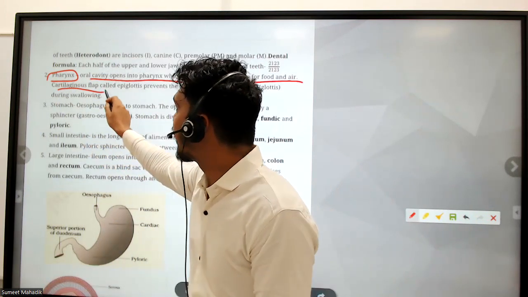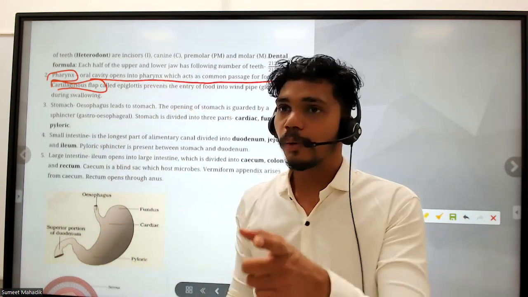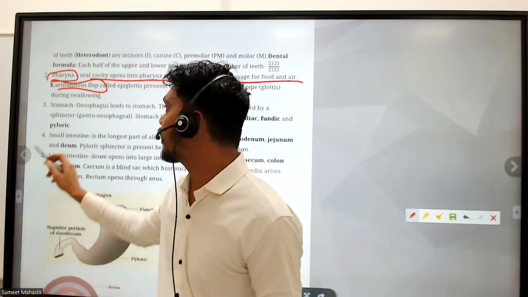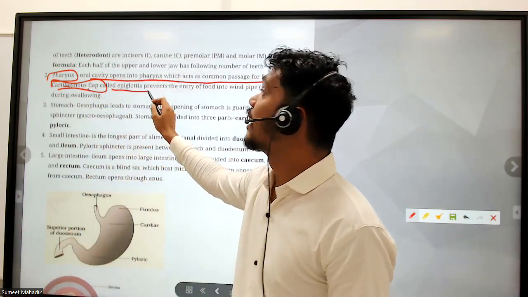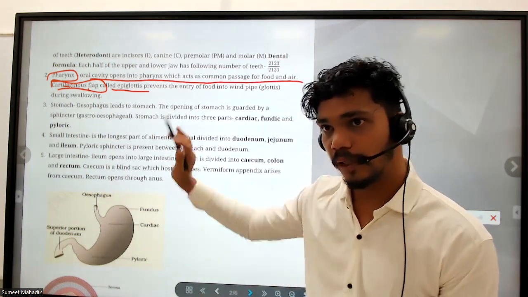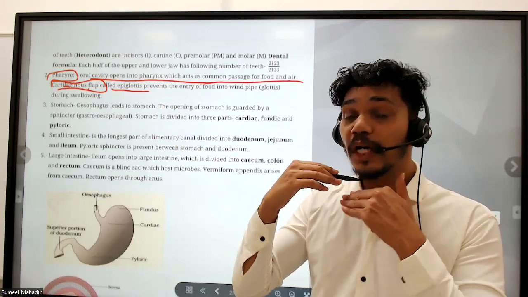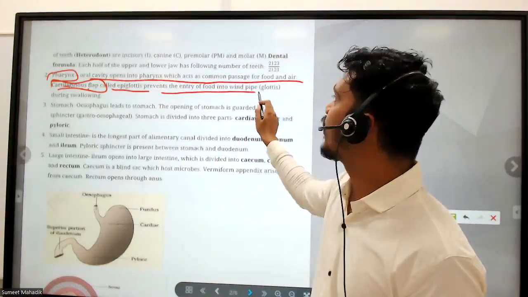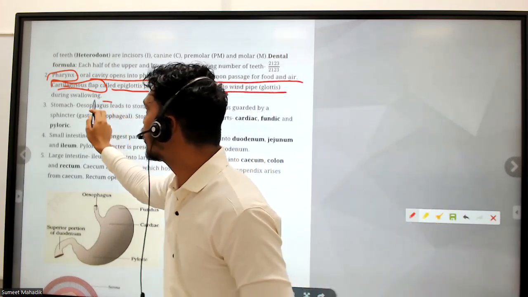Now it's made up of a cartilaginous flap. That's why I told you, if you swallow saliva, something is opening and closing. That cartilaginous flap is called the epiglottis. Epiglottis is not a sound box. You got the answer? Epiglottis is just near that, but it's not a sound box. It prevents the entry of food into the windpipe, that is the glottis, during swallowing.